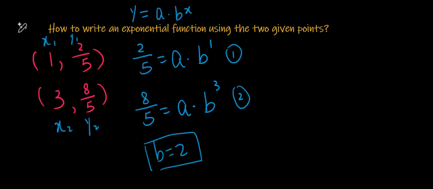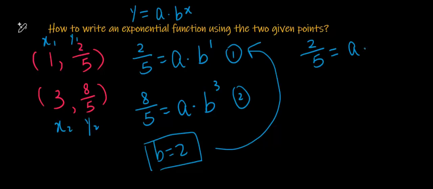And now you can pick one of the equations. You're going to figure out what A is. And you can pick 1, you can pick 2. I'm going to pick the first one because it's going to be simpler. So I pick the first one. And I'm going to plug in, substitute one more time. Find out what A is. And B is 2. Okay, all right. Go ahead and pause the video and give it a try. Find out what A is.